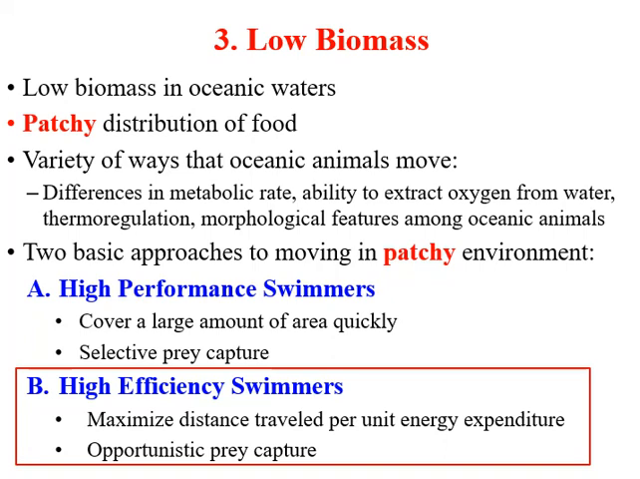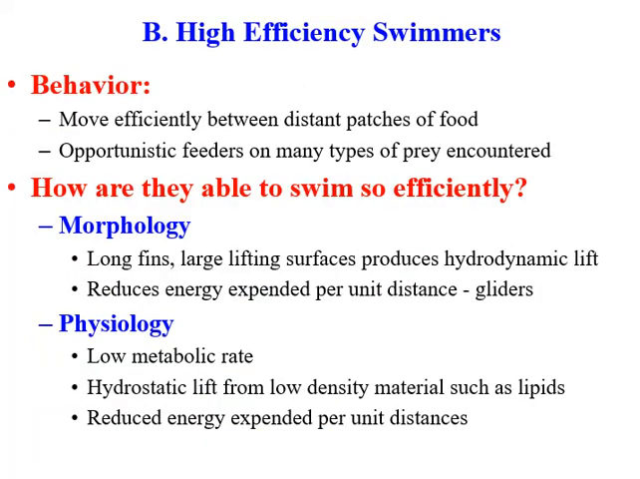When you travel from one patch to the next, when you're in these patches, you might not be so good at capturing whatever prey is there. So what do you do when you're a high efficiency swimmer, not a high performance swimmer? You can move efficiently, you can move from point A to point B with a small expenditure of energy, a lot less energy per unit distance than those high performance swimmers. Of course, it takes longer to get there.